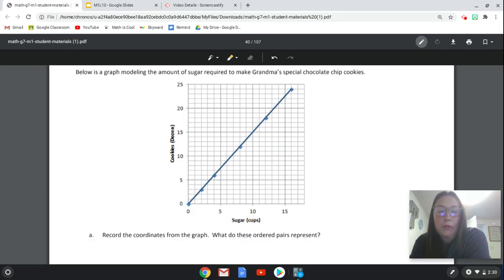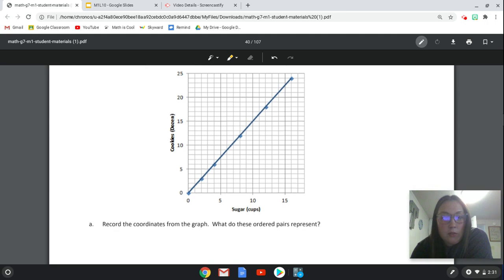Here we are in example 2. Example 2 is a little different because initially we were talking about cups of flour needed to make grandma's chocolate chip cookies, but now this is a graph modeling the amount of sugar required to make grandma's special chocolate chip cookies. Again, on the bottom we have sugar, and on the side we have dozen of cookies. So we have to record the coordinates that are on the graph and describe what those mean.